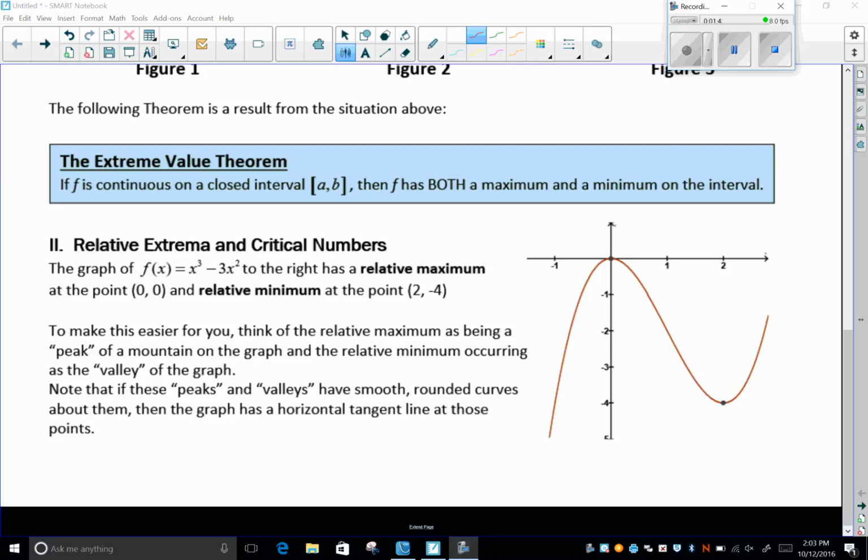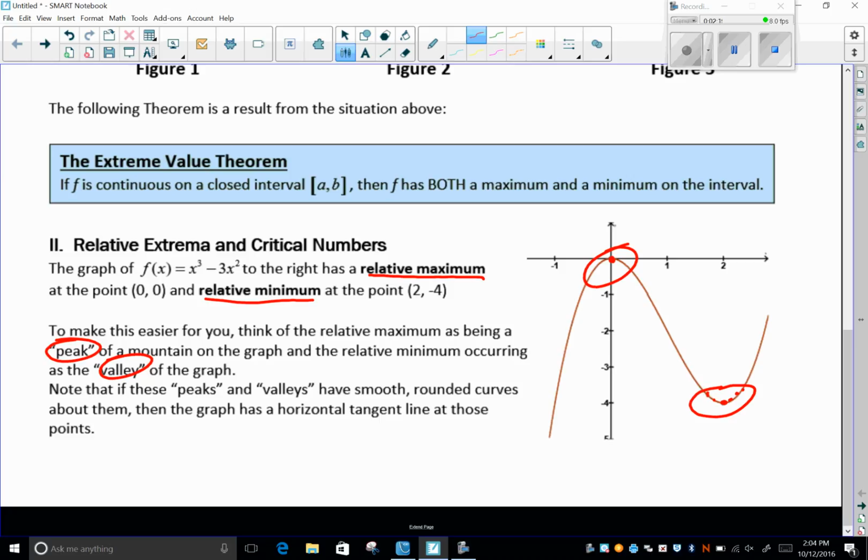We have a relative maximum, right? So relative to all the points around it, this is the highest point. And then a relative minimum here at this lower point, since relative to all the other points around it, it is the lowest. Now, a lot of times in class, I'll refer to these as peaks and valleys. So if it has a peak, that's going to be a relative maximum. A valley is going to be a relative minimum.